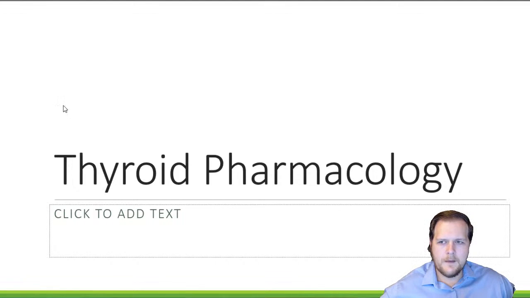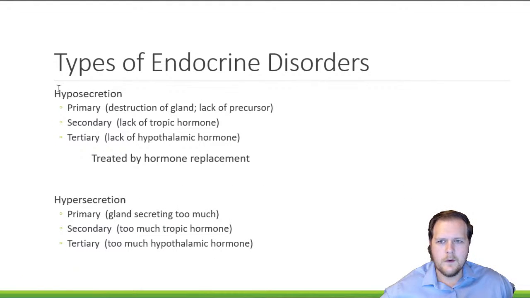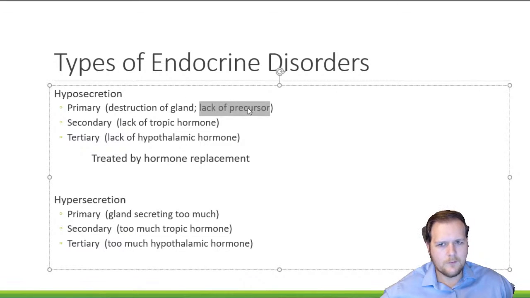So next, let's talk about our thyroid gland. With thyroid disease, you can have issues of either hypo- or hypersecretion, so it's important to know where that is coming from. Is it a problem where there's a primary deficit or surplus, meaning the gland itself is secreting too much or too little? For hyposecretion, oftentimes this is due to a lack of precursor. You can have secondary issues, where this is a problem with the pituitary gland, or tertiary issues, where it's more of an issue with the hypothalamus.